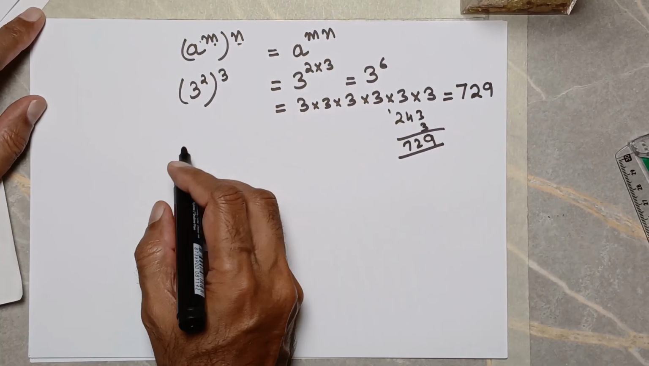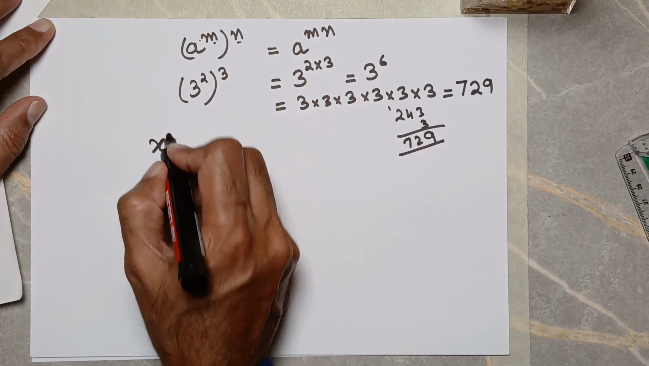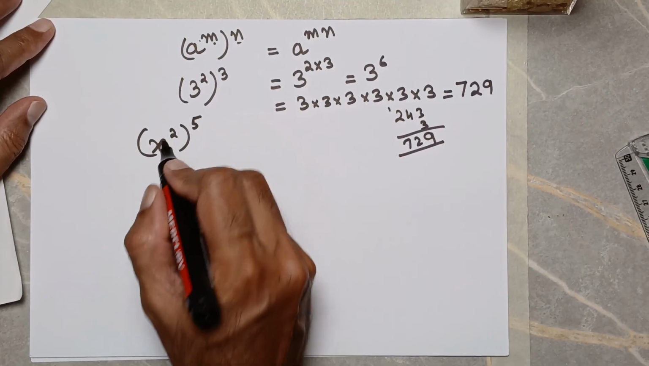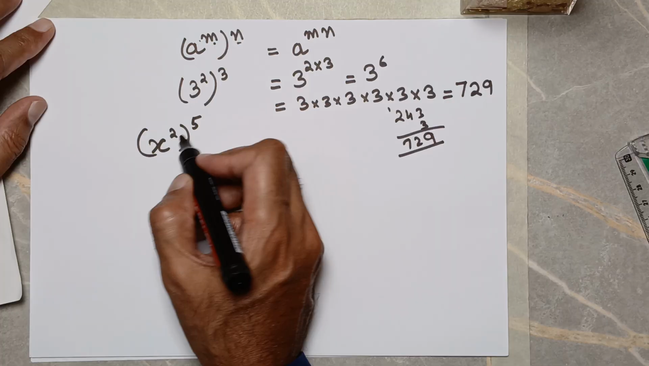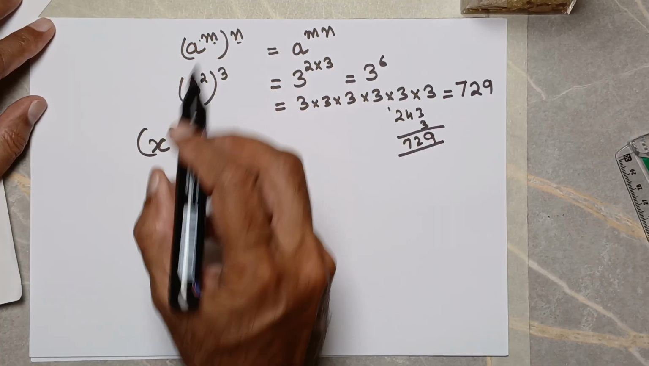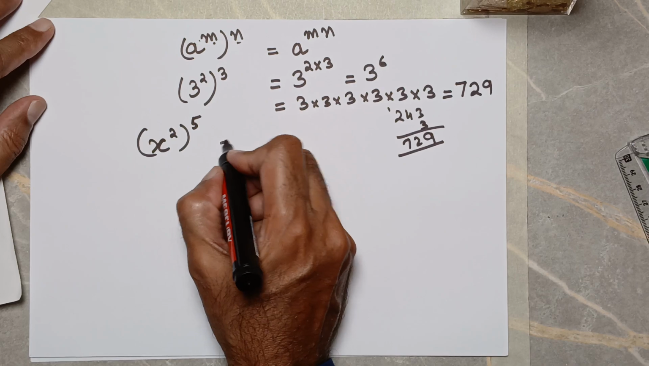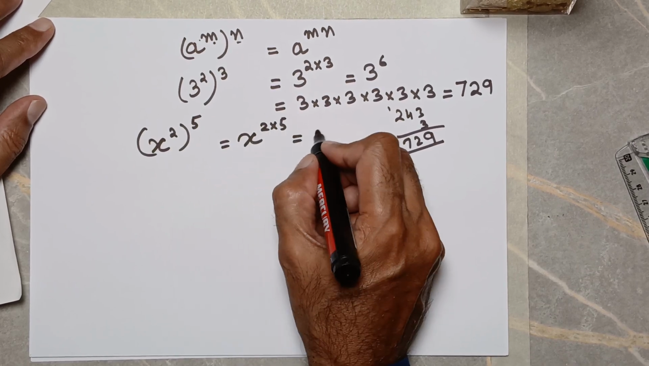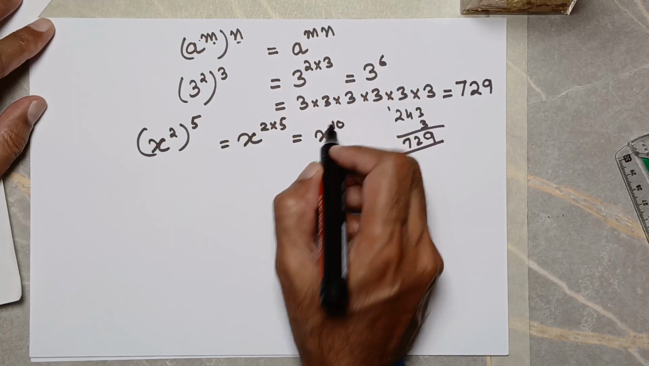So let me take you to another example. Suppose that I have x raised to the power 2 and outside we have 5. Now these are your exponents, and what we have been doing up till now is multiplying the exponents because of this rule. So 2 multiplied by 5 will give you x raised to the power 10. You can write x 10 times.